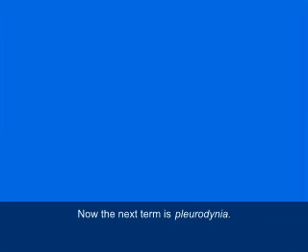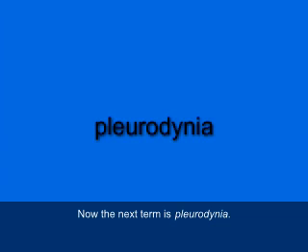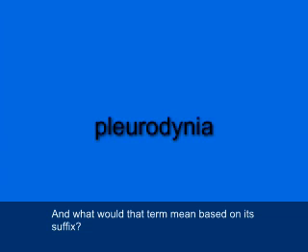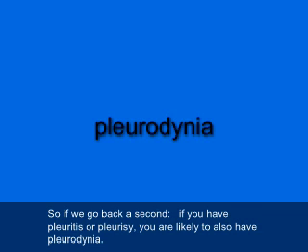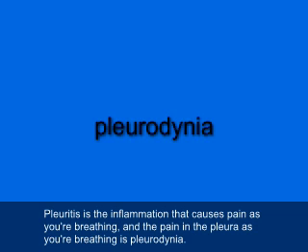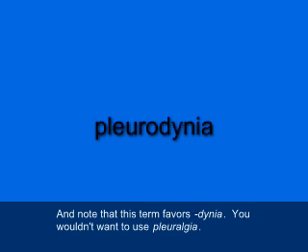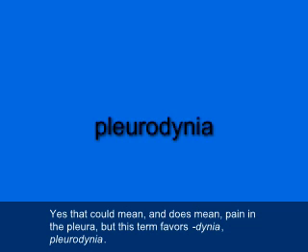Now, the next term is pleurodynia. And what would that term mean based on its suffix? Well, that's pain in the pleura during breathing. So if you have pleuritis or pleurisy, you are likely to also have pleurodynia. Pleuritis is the inflammation that causes pain as you're breathing, and the pain in the pleura as you're breathing is pleurodynia. And note that this term favors hyphen dynia. You wouldn't want to use pleuralgia. I mean, yes, that could mean and does mean pain in the pleura, but this term favors dynia, okay, pleurodynia.